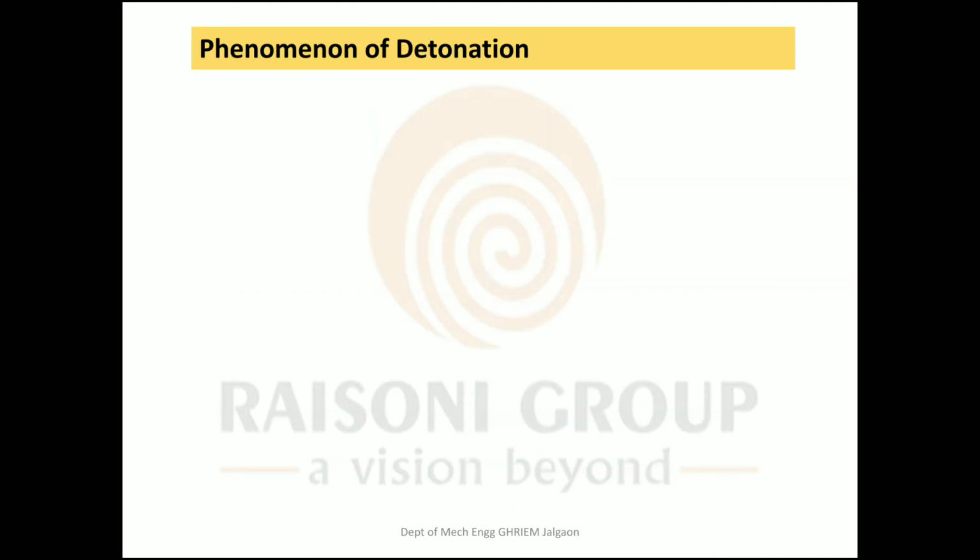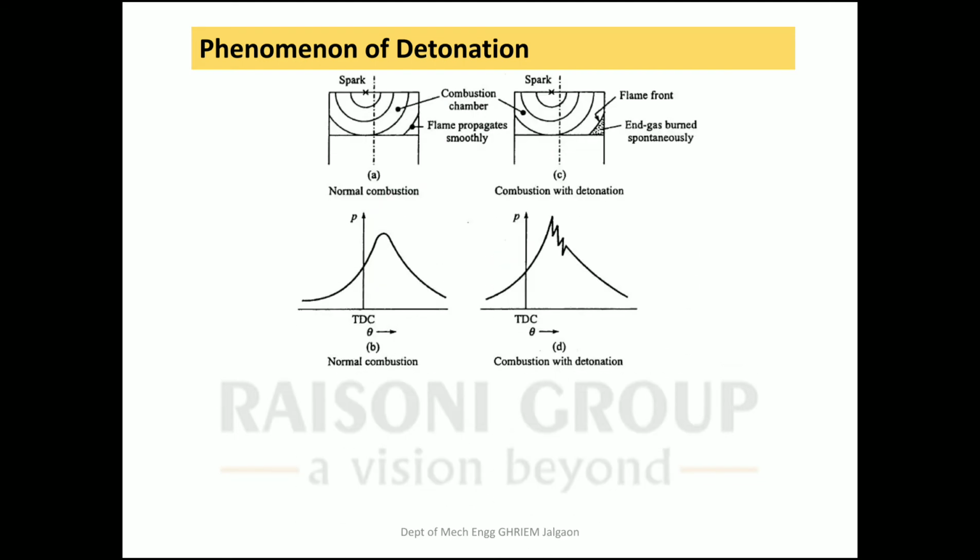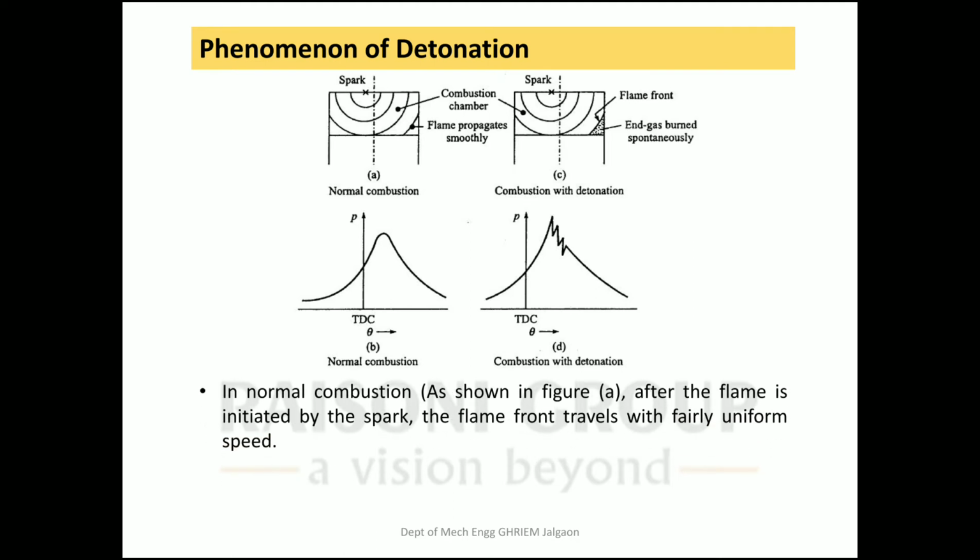First of all, what is detonation? You can see this diagram. There are four diagrams A, B, C and D. In the normal combustion as shown in figure A, after the flame is initiated by the spark, the flame front travels with a fairly uniform speed across the combustion chamber, compressing the unburned gas ahead of it. The gas ahead of the flame front is called the end gas. This is the last part of the charge to be burned.